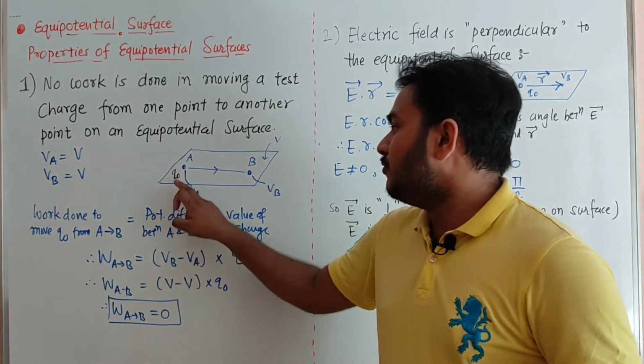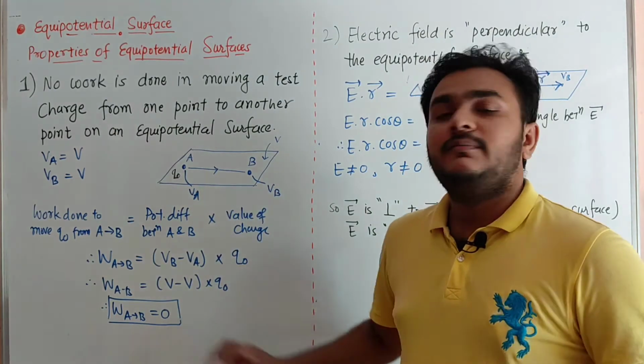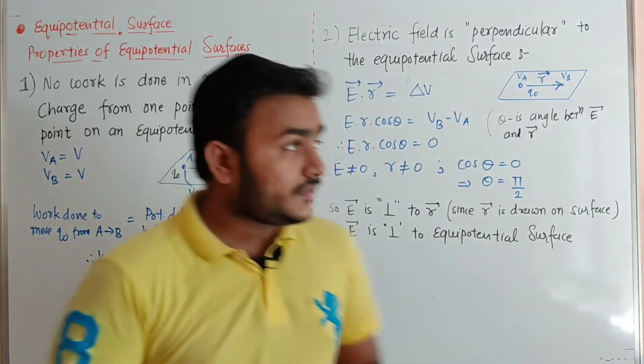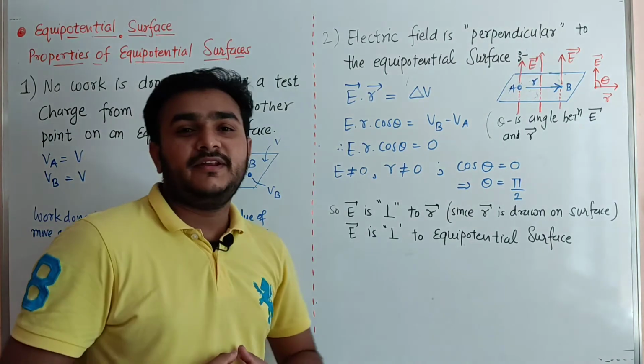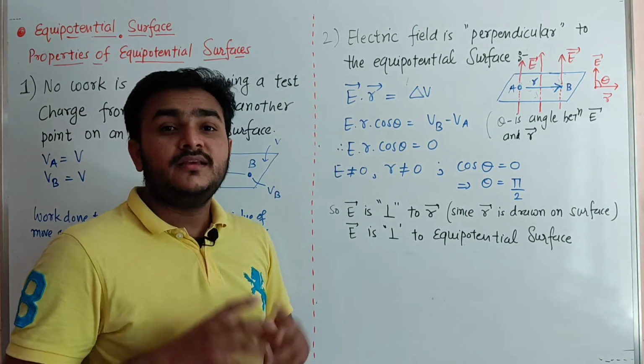So work done to move Q0 from A to B will be equal to 0. Okay, consider the second property of equipotential surface, that electric field is perpendicular to the equipotential surface.